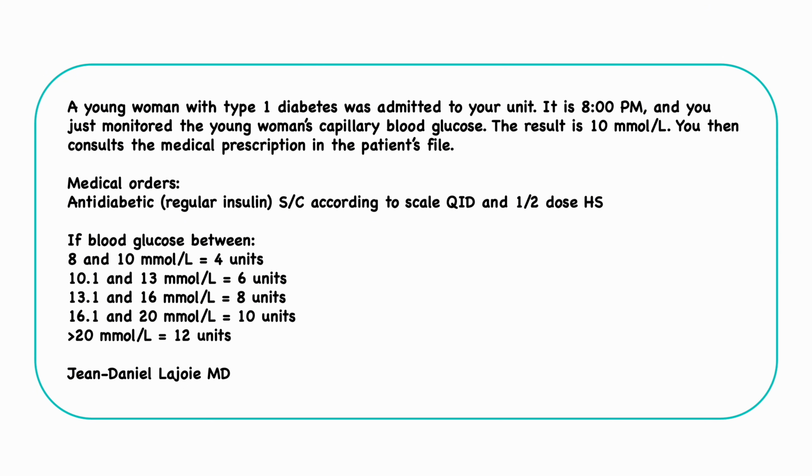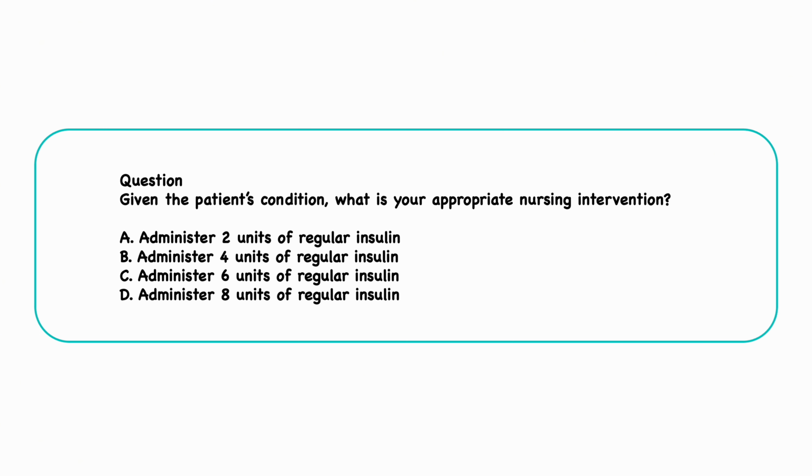Example 2. Insulin sliding scale. Current time, 8 p.m. Patient's condition, capillary blood glucose result equals 10 millimoles per liter. Medical order: regular insulin sub-Q according to scale QID. Half dose at bedtime. Insulin sliding scale: 10 millimoles per liter equals 4 units of regular insulin. Since it's bedtime, 8 p.m., only half the dose should be given. Question: what should the nurse do? Correct answer: administer 2 units of regular insulin.